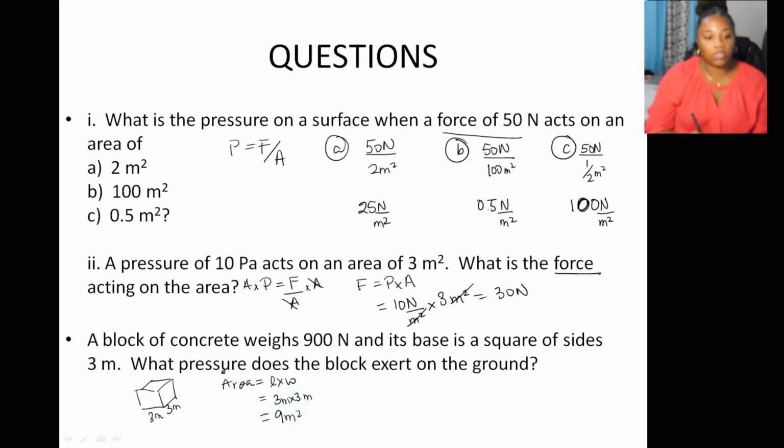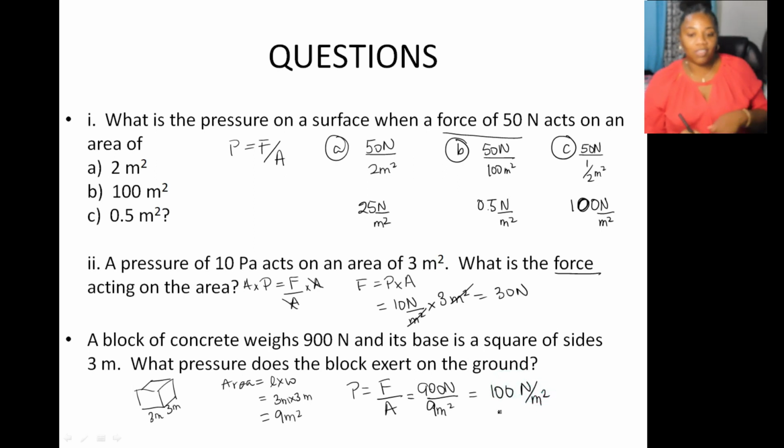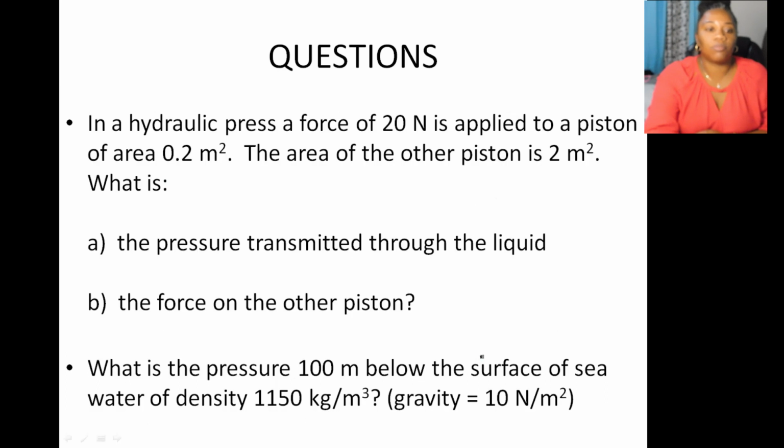So what is the pressure? Pressure is equal to force over area. The force is 900 newtons, so you divide by the 9 meters squared. And that should give us 100 newtons per meter squared. So I hope you got that. And that's how much pressure is exerted on the ground.